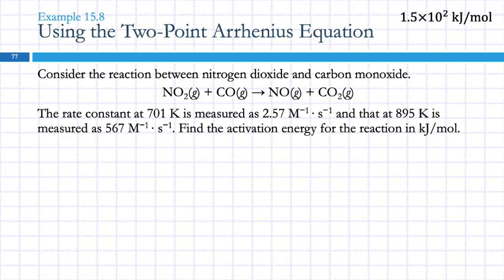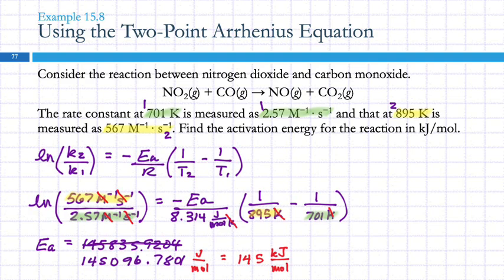So they give 1.5 times 10 to the 2. Are those different? Not really. They rounded to 2 sig figs. Why? I don't know. If I round this to 2 sig figs, I get 150, which is 1.5 times 10 to the 2. Yeah.